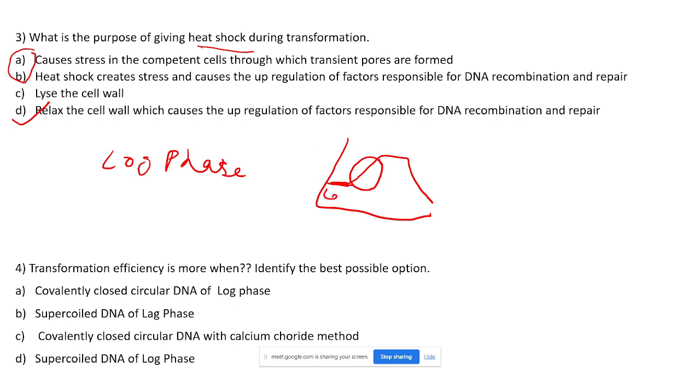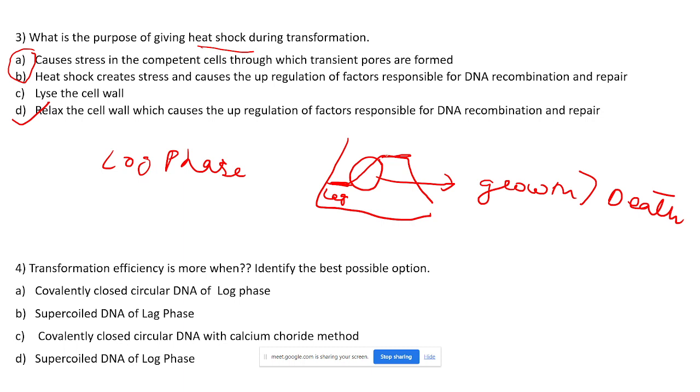After they are adapted to the environment, they will grow exponentially. That means their growth rate is greater than death rate. Okay. So in log phase, your growth rate is greater than your death rate. Then comes the stationary phase.